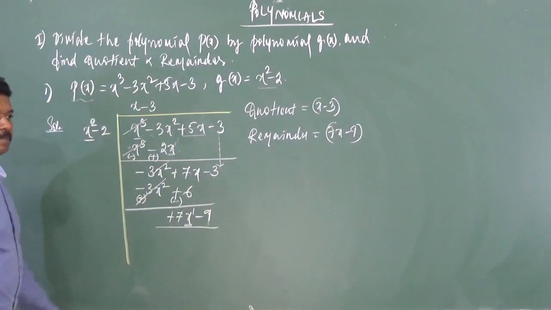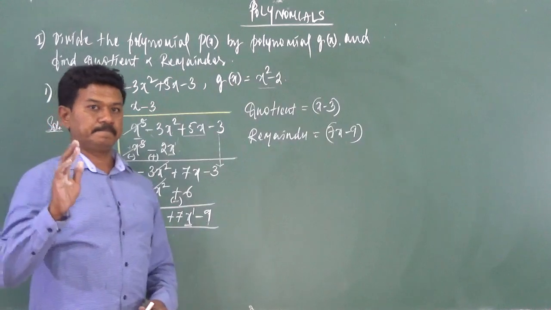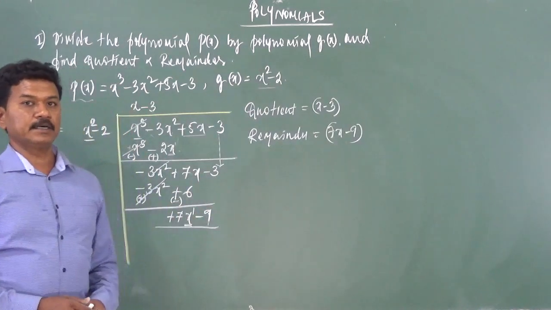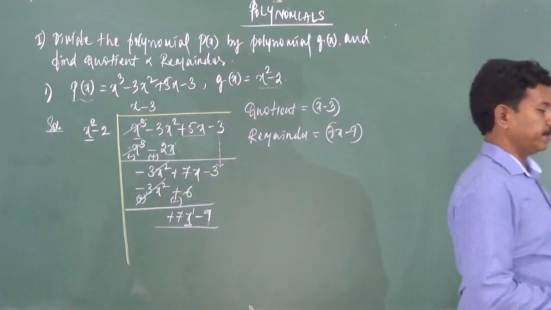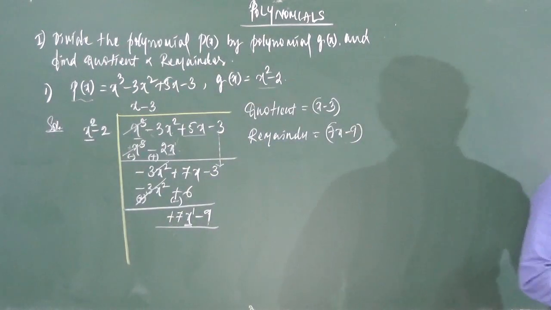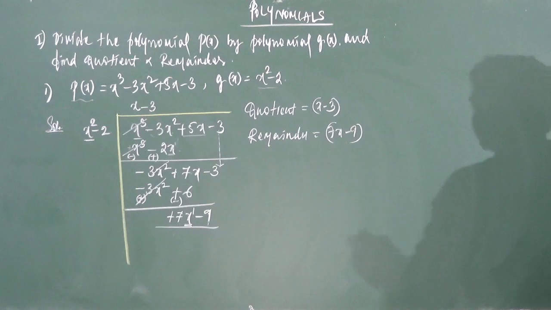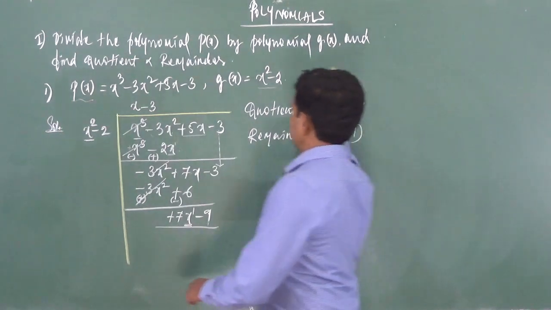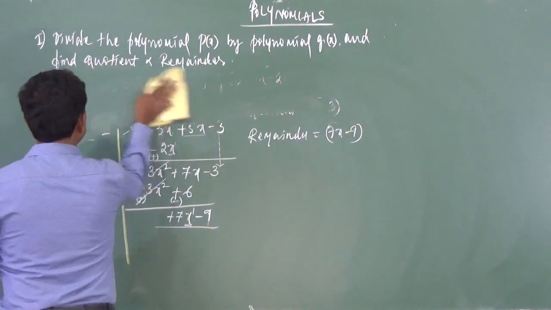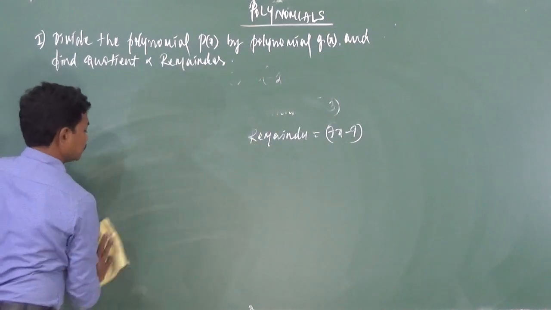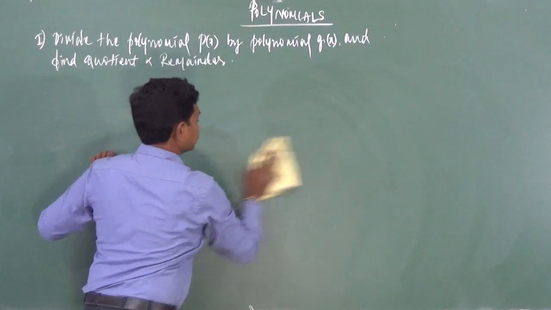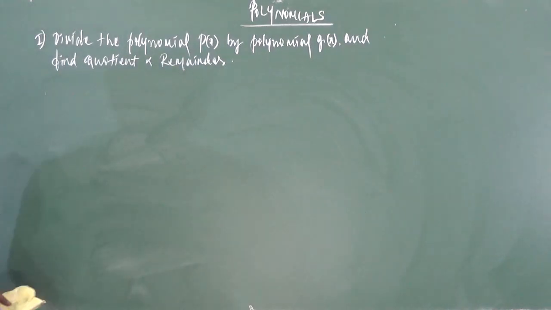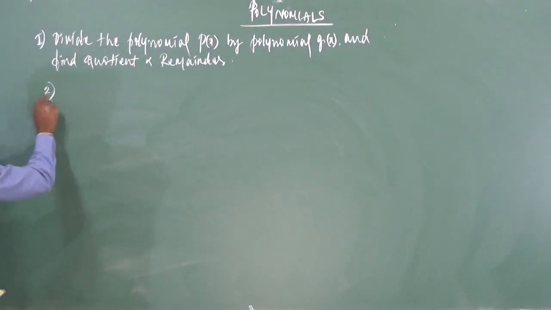So this particular problem is in the examinations for 2 marks. Very simple. You are going to get quotient and remainder. Right, we will go with the next problem for the same question. Okay, let us go with the second question here.